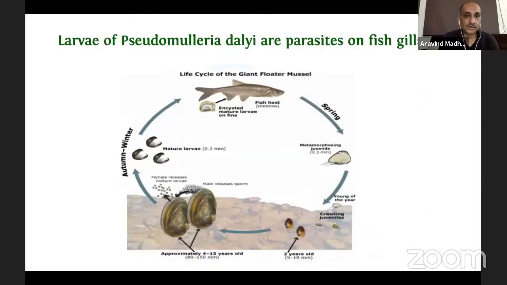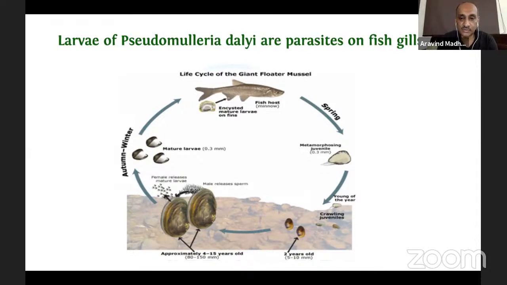Another interesting aspect of pseudomullaria is, they require fish for the completion of the life cycle. So the larva of pseudomullaria is called glochidium. Initially, it will be a free living larva, but if it wants to mature or metamorphose, it has to get attached to the fish, either to the gills or to the fins, and it will be a parasitic stage for some time.